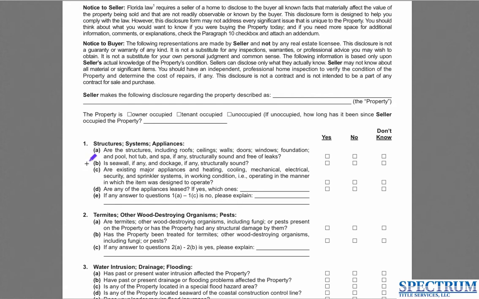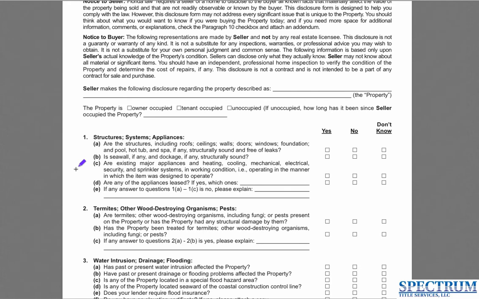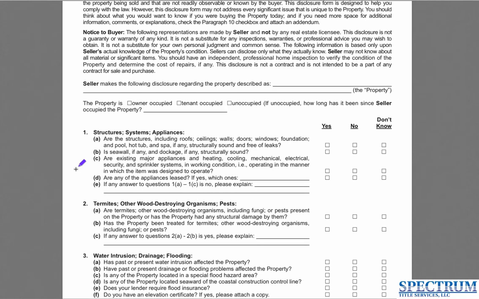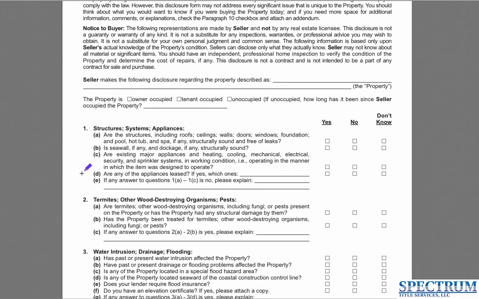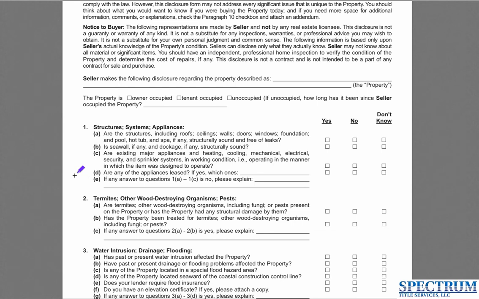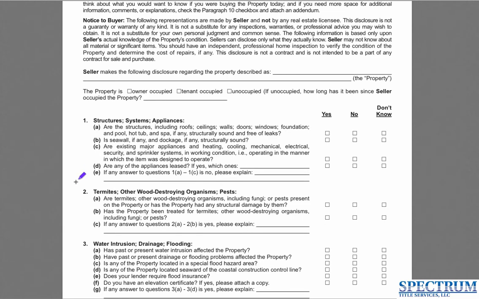Is there a seawall? If there is, is it structurally sound? That's not going to apply to all properties, obviously. Are all major appliances in good working order? Heating, cooling, electrical, sprinkler systems. Are any appliances leased? A lot of times properties have natural gas. Some of those tanks are often leased.